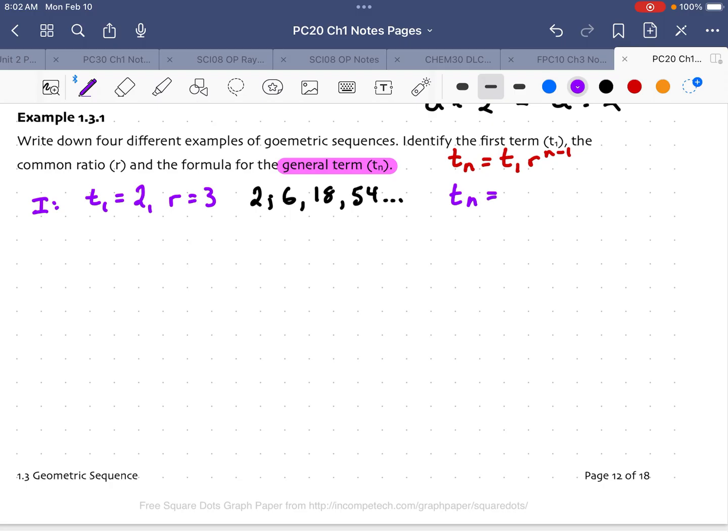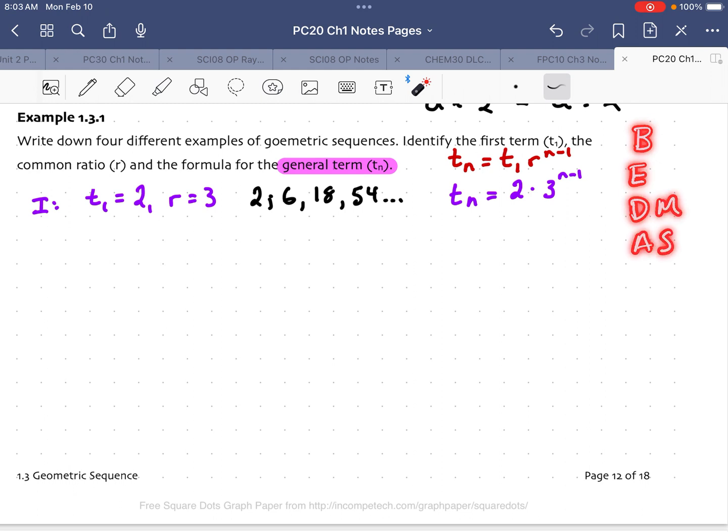Term n is equal to 2 times 3 to the power of n minus 1. We cannot combine the 2 and the 3 together. That will not work. We have to do the exponent first, right? If we look at our brackets, exponents, division, multiplication, addition, subtraction, we have to do our exponents before we can do multiplication. So we have to solve this before we can multiply it to the 2. So this is the formula for our general term.